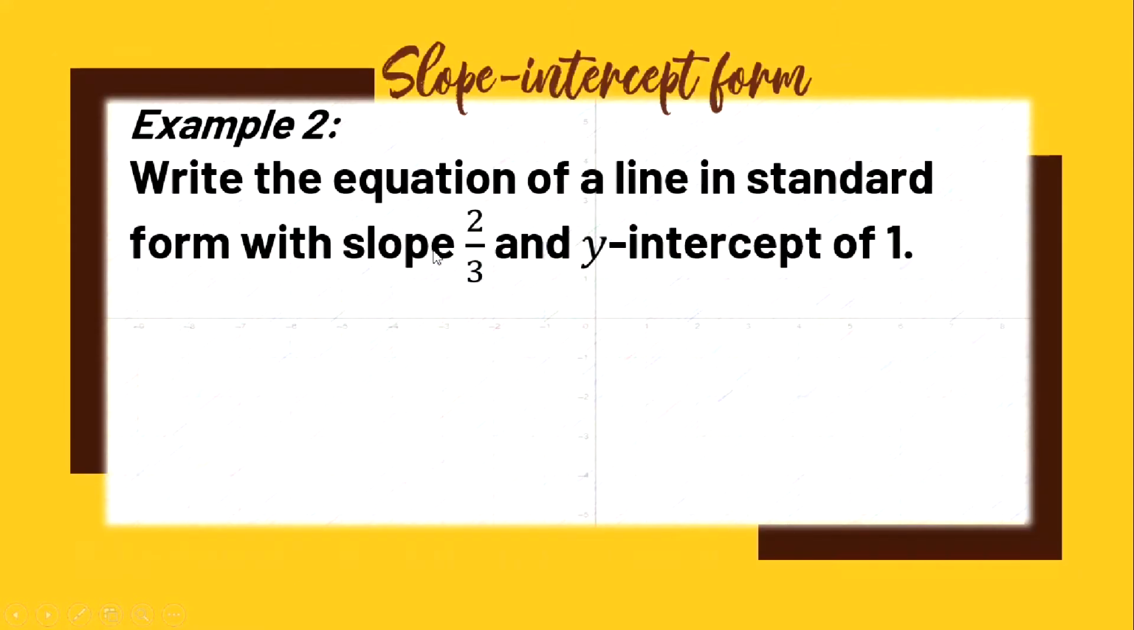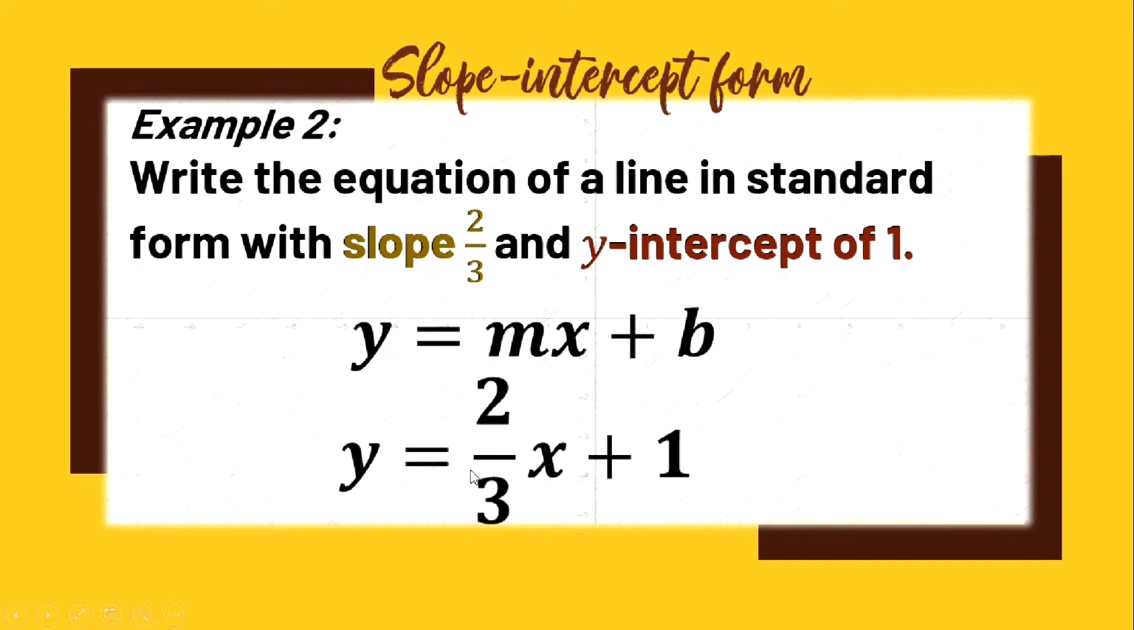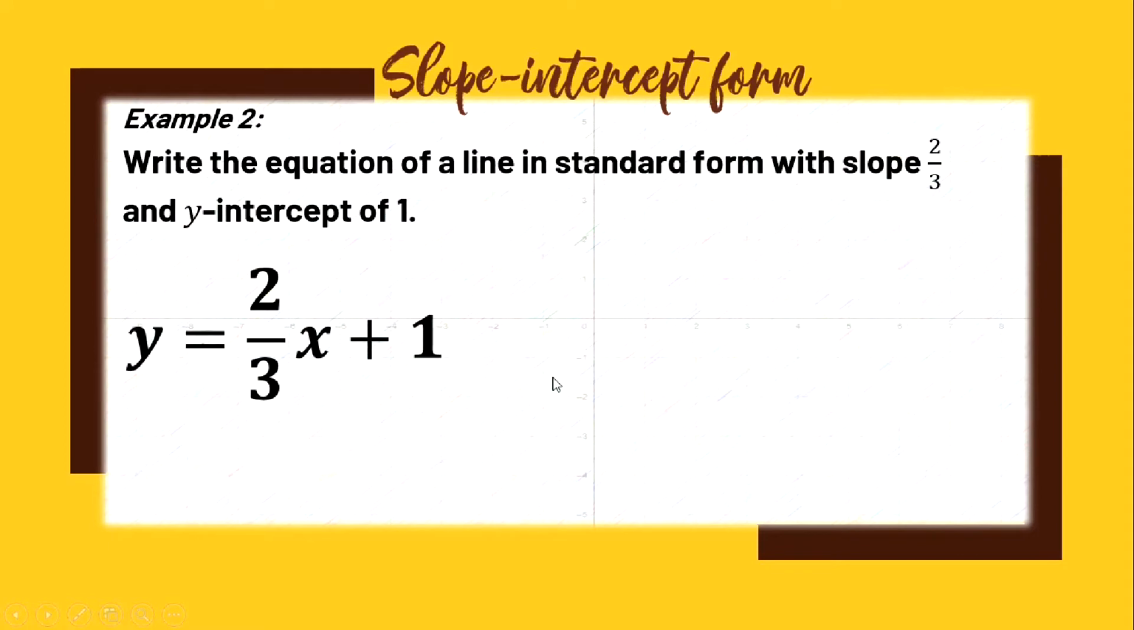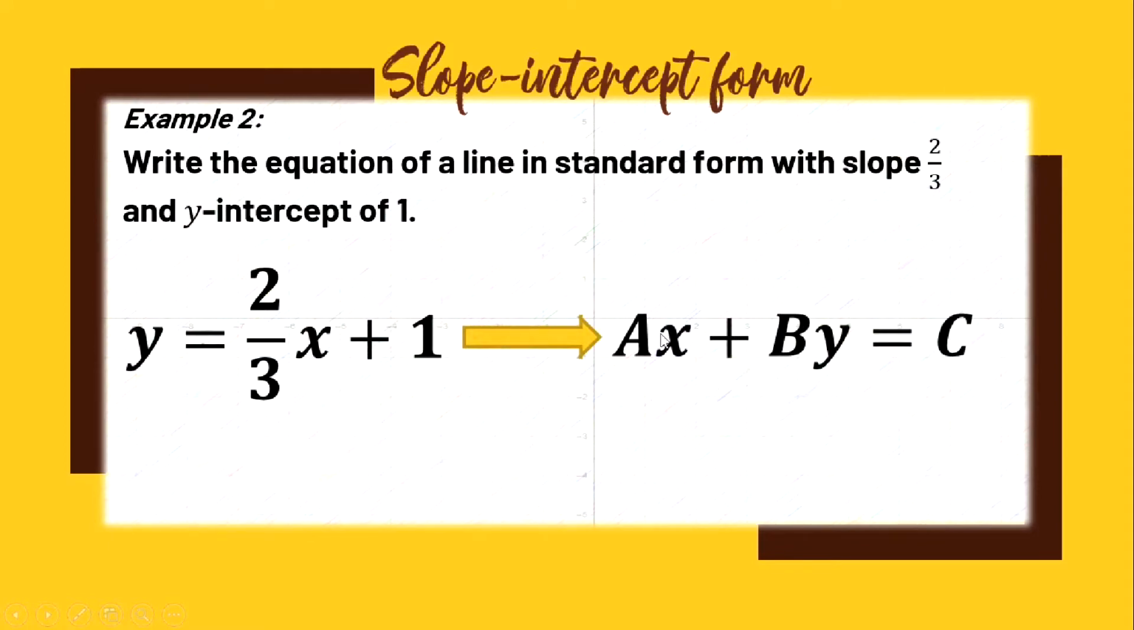Next example, write the equation of a line in standard form with slope 2/3 and y-intercept of 1. Again, we have this slope 2/3 and y-intercept of 1. So we will be using the slope-intercept form. Y equals mx plus b. Substitution lang tayo. We will be having y equals 2/3 x plus 1. But take note, ang hinahanap natin ay standard form. So from this form, ililipat natin siya sa standard form which is ax plus by equals c.